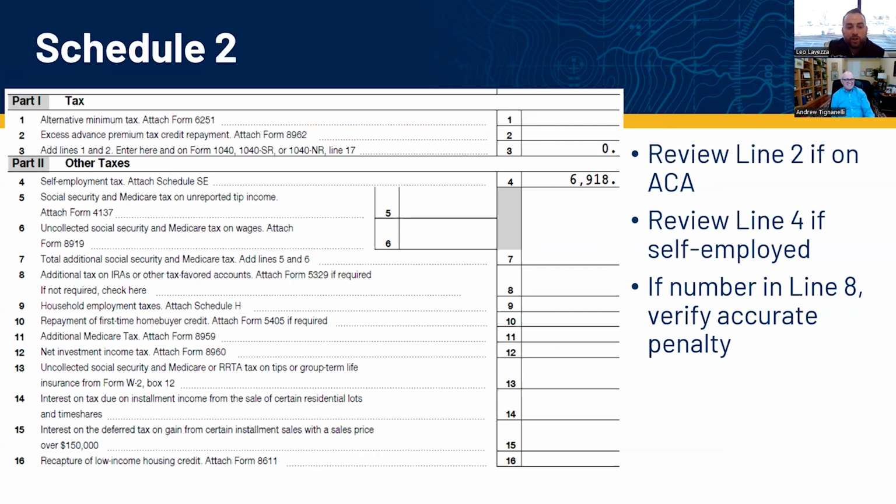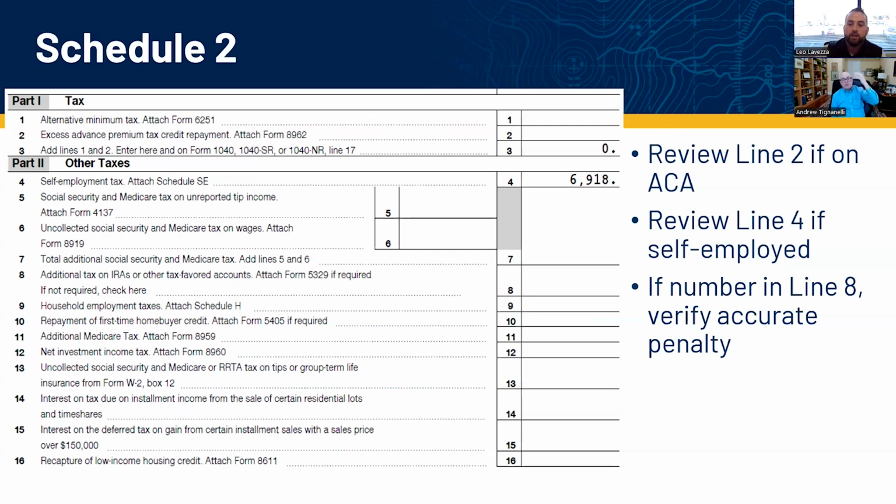But let's say you're on the Affordable Care Act and you're getting the premium tax credit. Part one is you want to check that. You want to look and see if there's a number in there, because that means they gave you too much of that credit and you might owe them a little bit back.